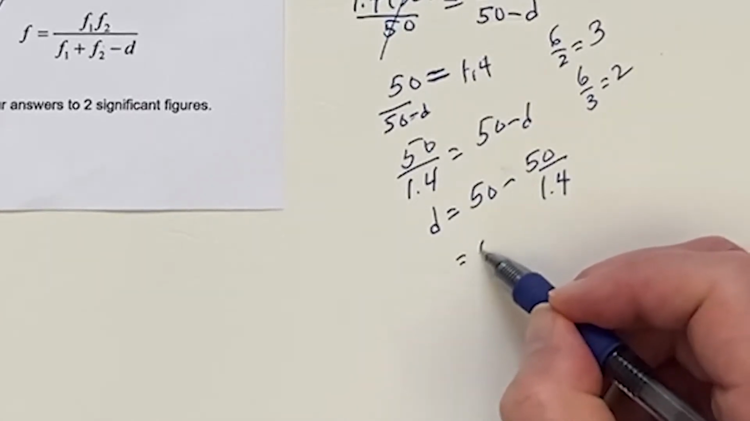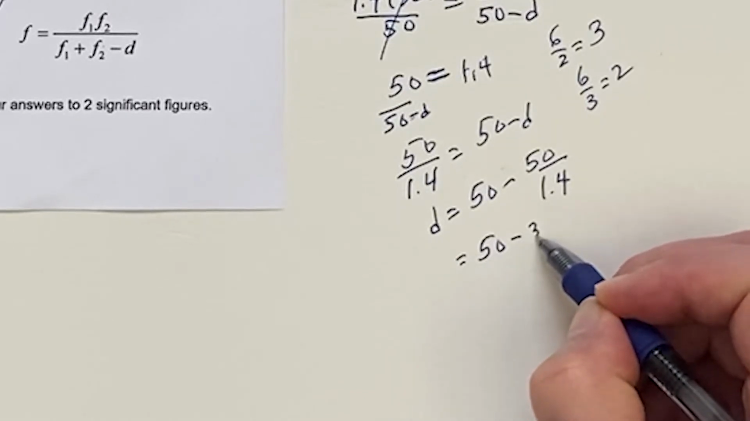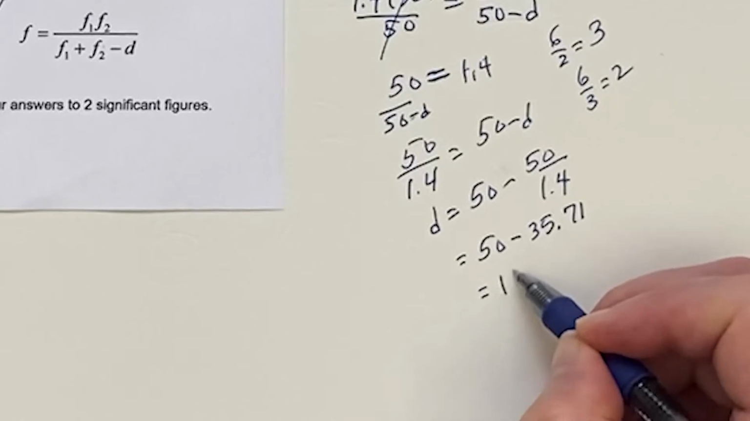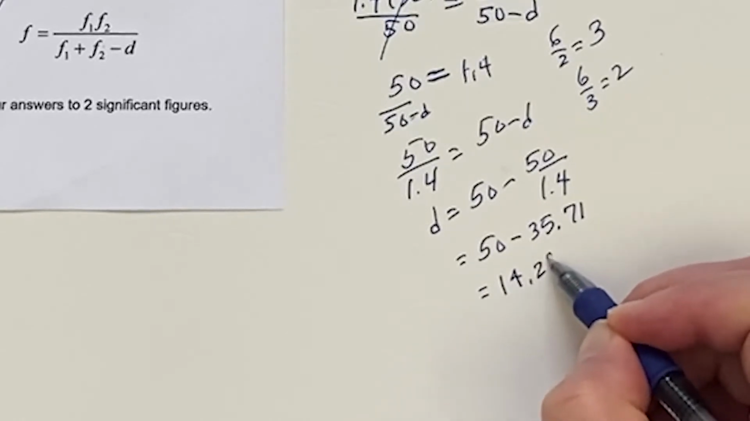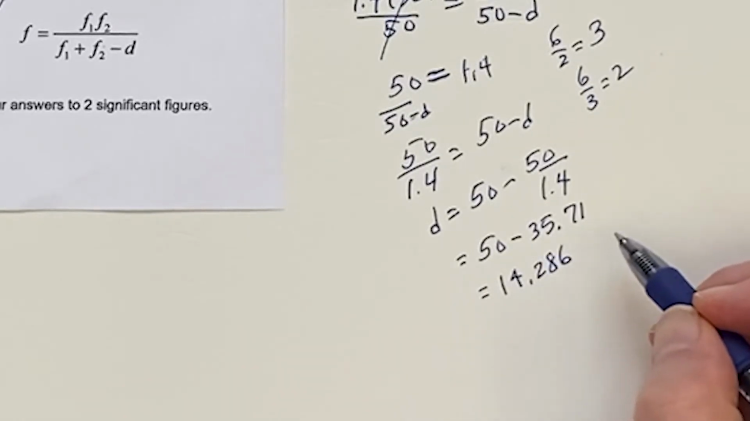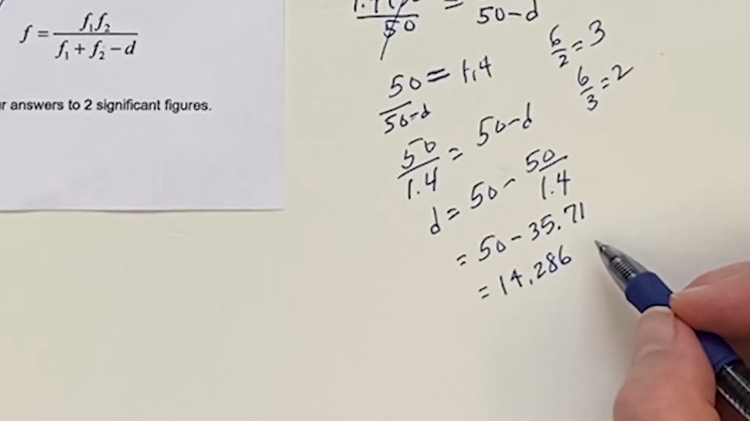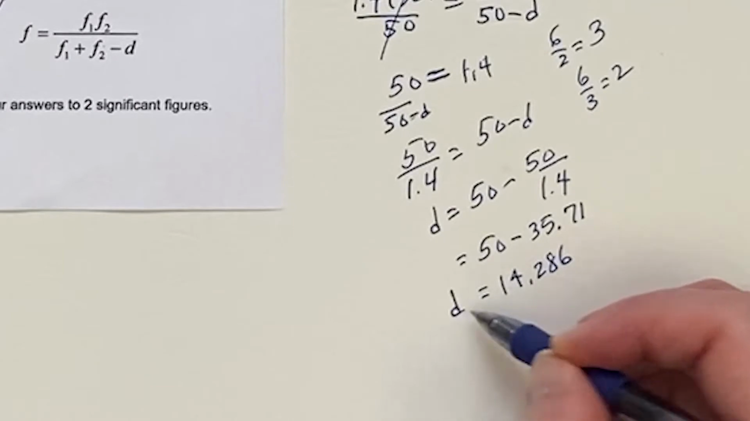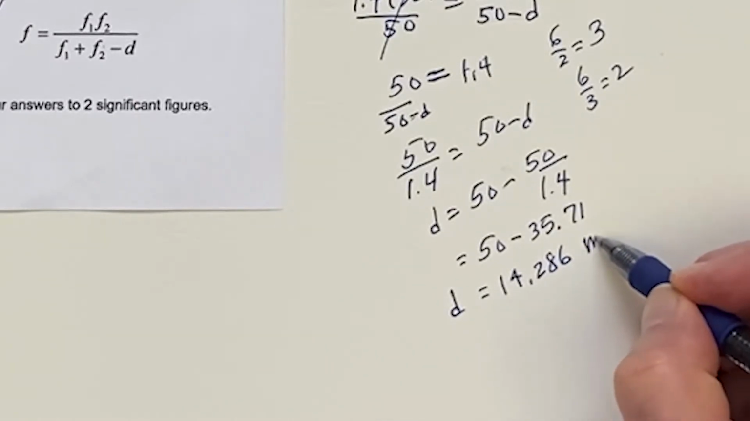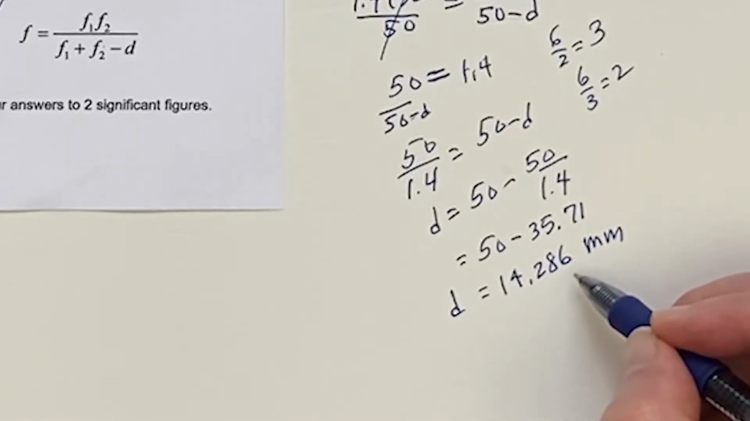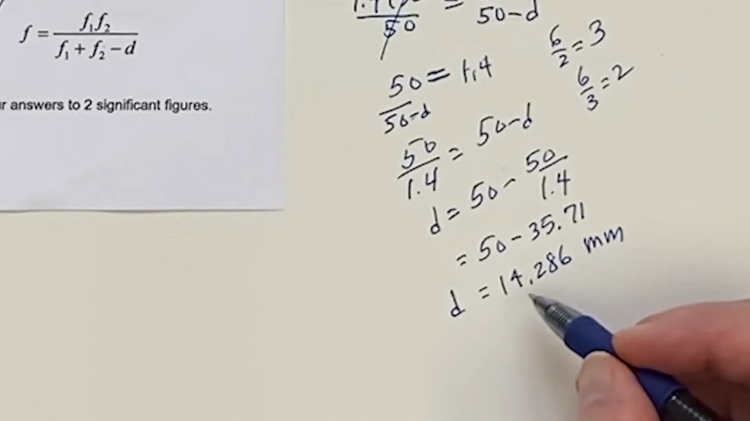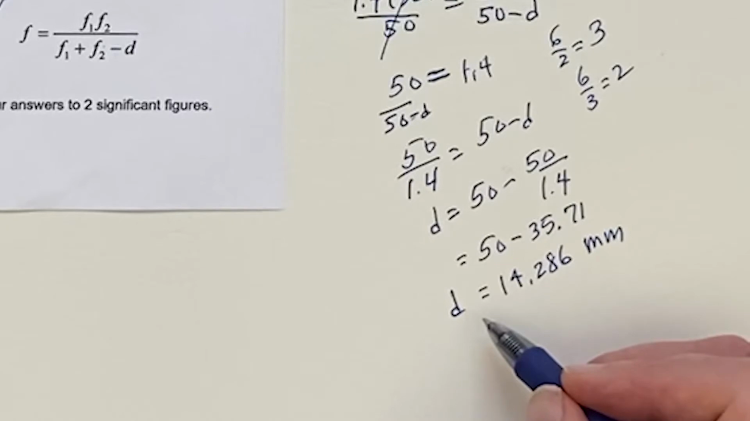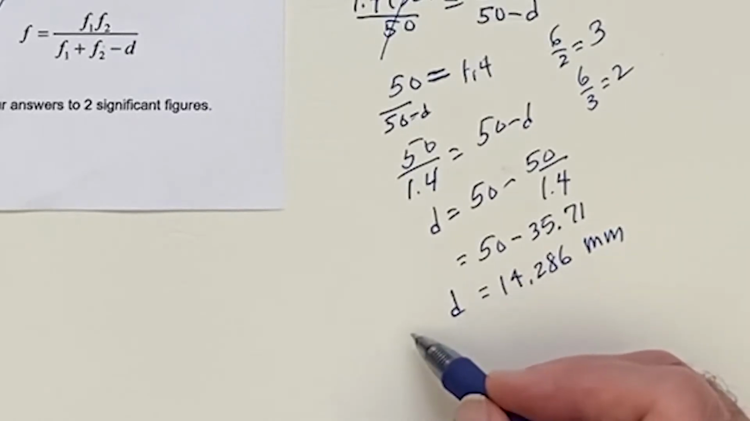We plug in the numbers in the calculator. This will be 35.71, and this will be 14.286. And at this point, I don't want to round anything off yet because I'm in the middle of doing the problem. So we're going to leave that in millimeters for now. And then we're going to figure out what the D is. With the algebra, there are different approaches.